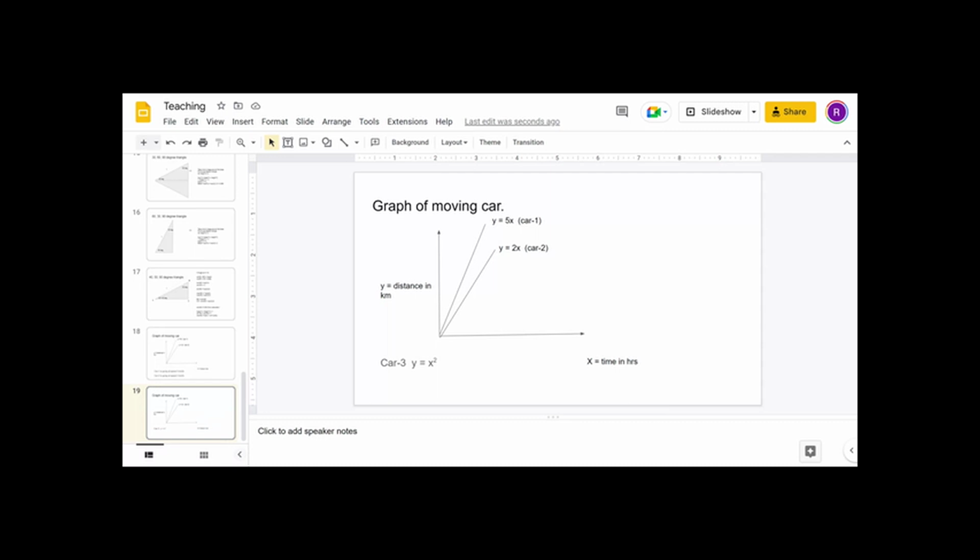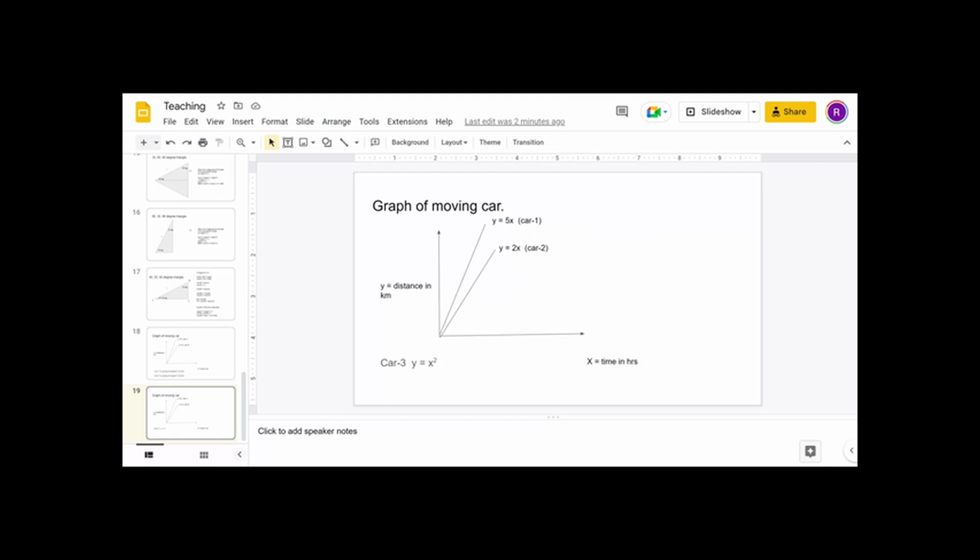So it has traveled an extra 3 kilometers in the second hour. In 1 hour it was 1 kilometer. After 2 hours it was 4 kilometers. That means 1 plus 3 is 4. So 3 kilometers it has traveled in the second hour. How about in the third hour? How much has it traveled in the third hour?